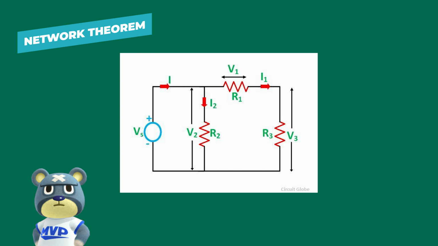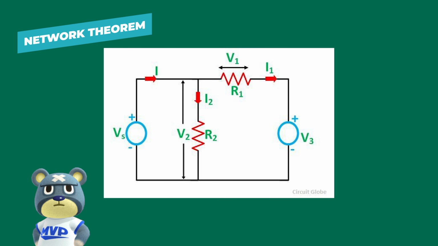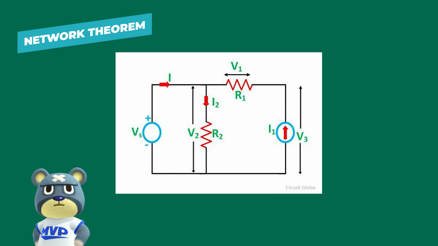Now, if the resistance R3 is substituted by the voltage source V3 as shown in the circuit diagram, or R3 is replaced by the current source carrying the current I1 flowing through that element, then in both cases, whether the element is substituted by a voltage source or a current source, the initial condition of the circuit does not alter. This means the voltage across the resistance and the current flowing through it remain unaltered, even if they are substituted by the other source.